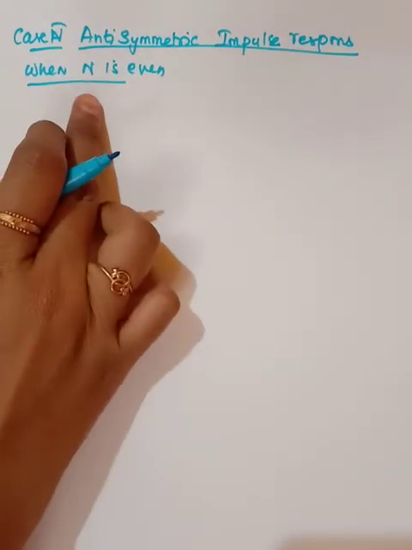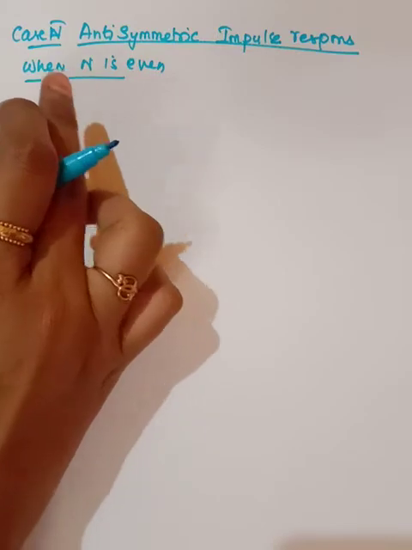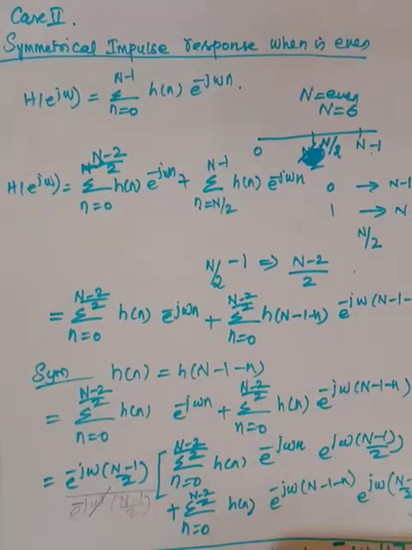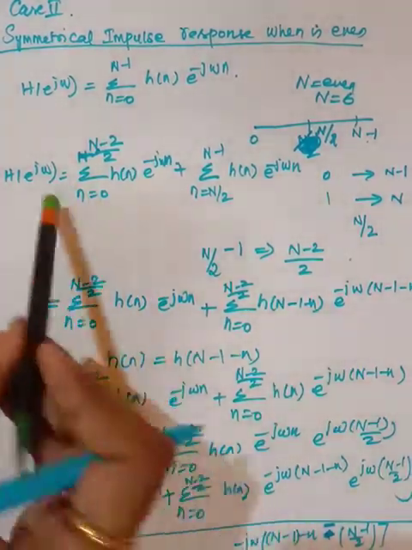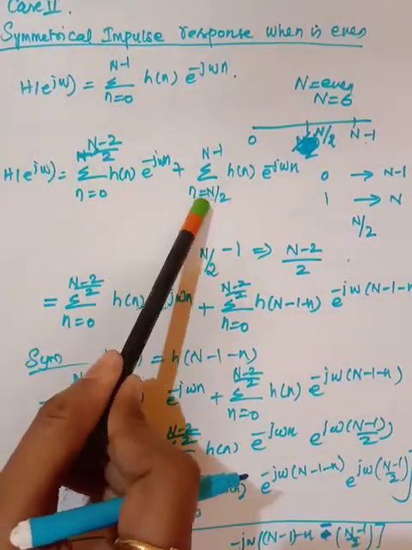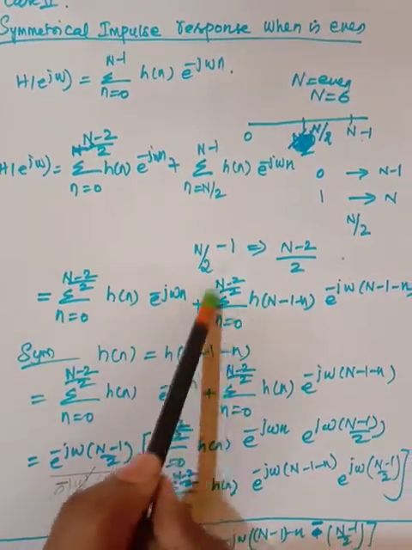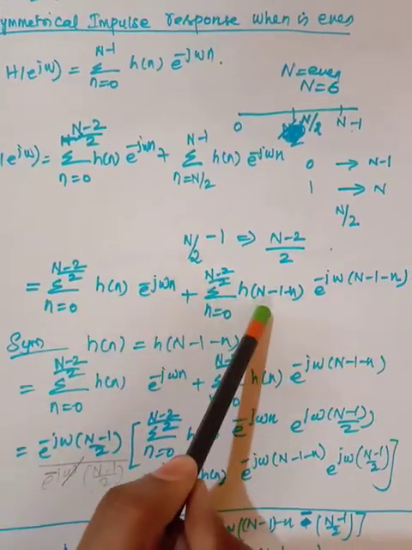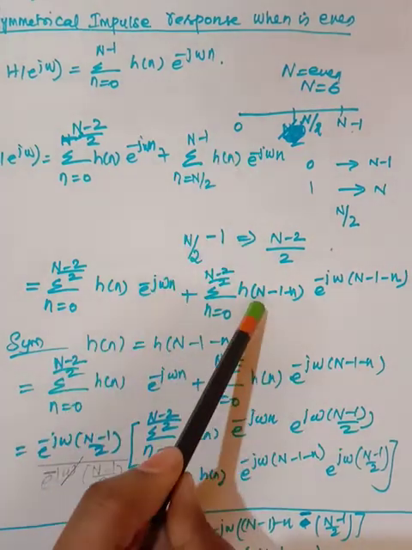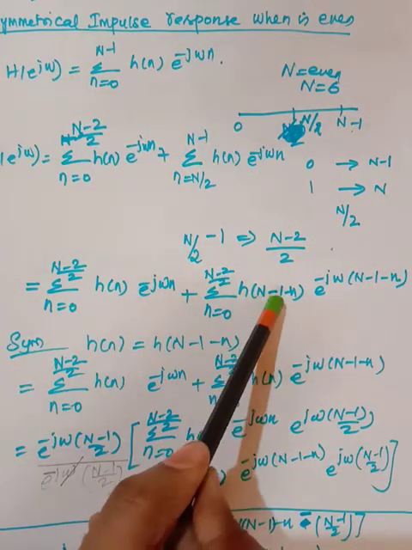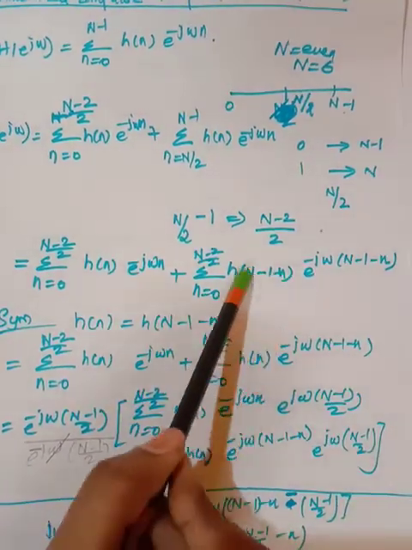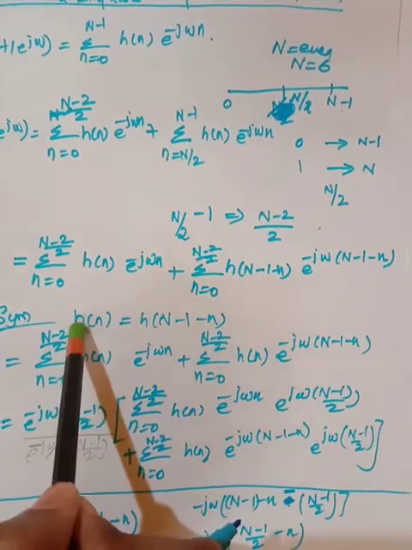Now the next one is antisymmetric impulse response when n is even. We will correlate this with symmetric impulse response when n is even. This is the symmetrical response when n is even. The same concept: we have divided into two. Then I have changed this summation into the first summation. If I want to change the first summation, I have to replace h of n by h of n minus 1 minus n. Then in order to make this h of n, I need to apply the symmetric condition.